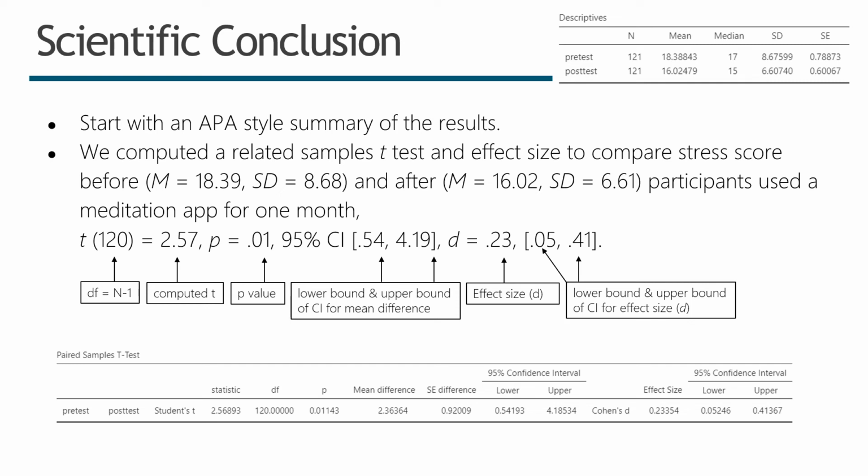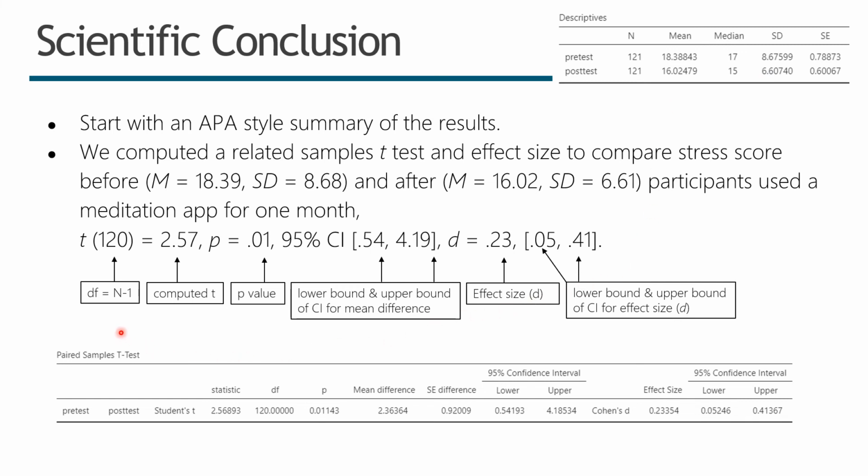So we start by stating that we have done a related samples t-test, letting the reader know what statistic we used. And we also computed effect sizes to compare stress scores before and after participants used the meditation app for 1 month. So the mean before and mean after, as well as the standard deviations, you can get from the descriptive statistics table from your statistical output.